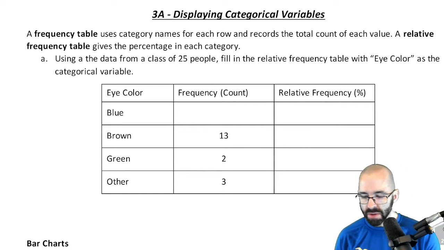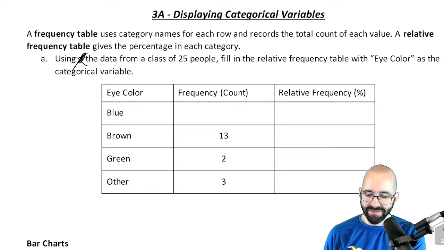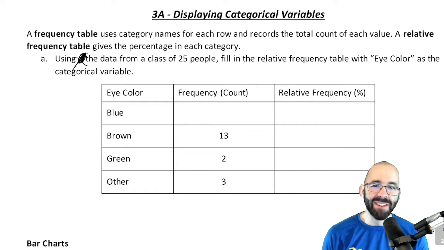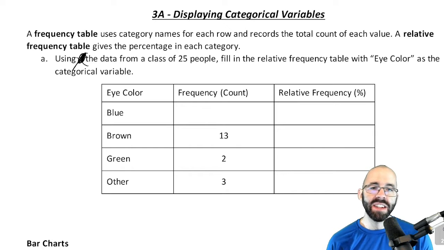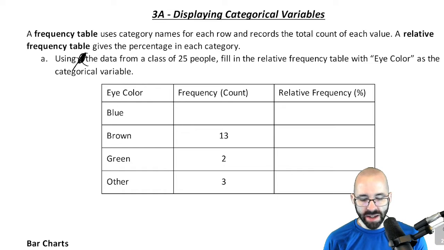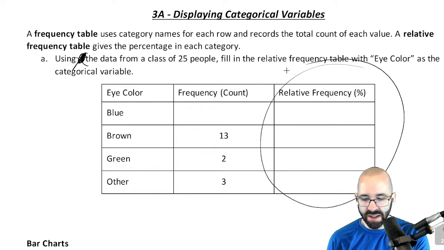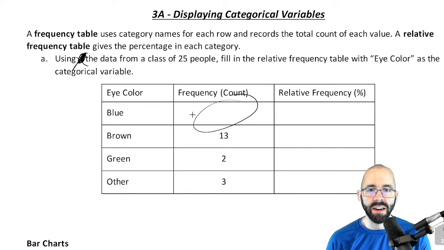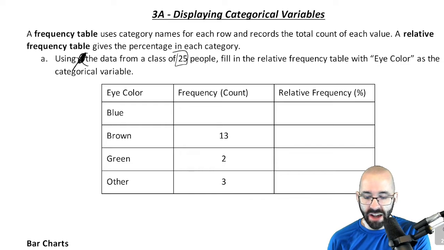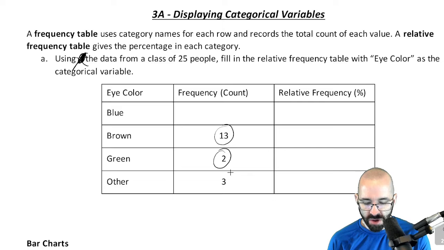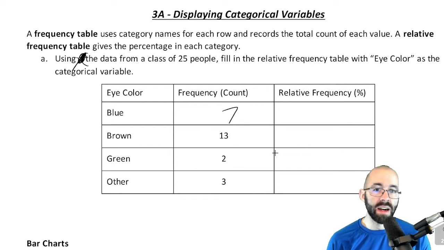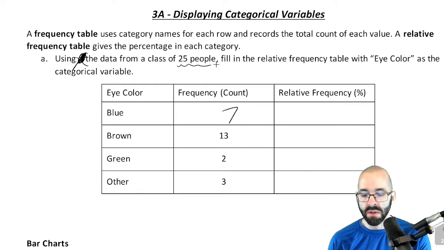So we're going to start with an example. Using the data from a class of 25 people, fill in the relative frequency table with eye color as a categorical variable. And you might say, Jason, how do I do the relative frequency? You didn't even tell me the frequency right here. Well, we know there's going to be 25 people in this class. So if there's 13, that's 15 total, 18 total. That's going to be 7 people with blue eyes because they all have to add up to the total.